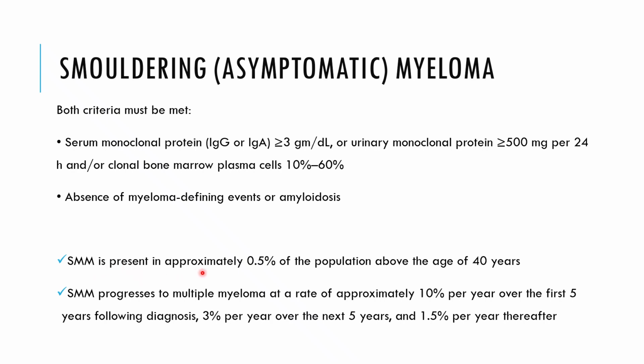Smoldering multiple myeloma is present in approximately 0.5% of the population above the age of 40 years, and it progresses to multiple myeloma at a rate of approximately 10% per year over the first 5 years following diagnosis, 3% per year over the next 5 years, and 1.5% per year thereafter. So this is the criteria for smoldering myeloma, and this is the progression of smoldering myeloma to multiple myeloma year wise.